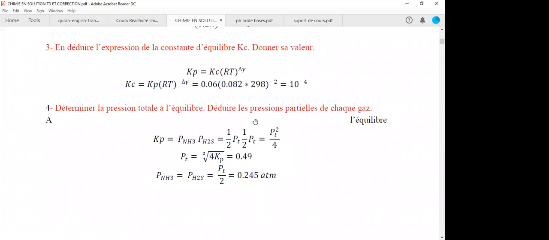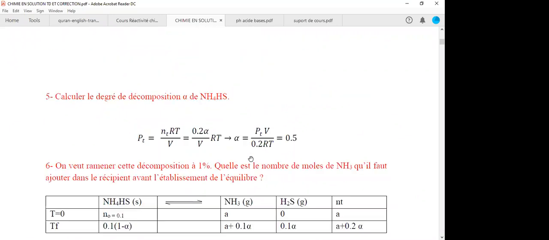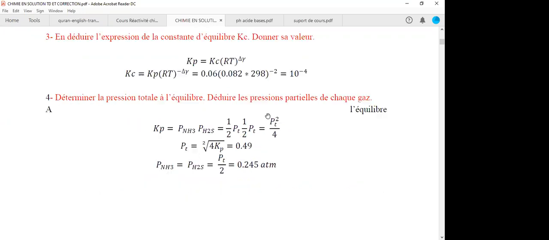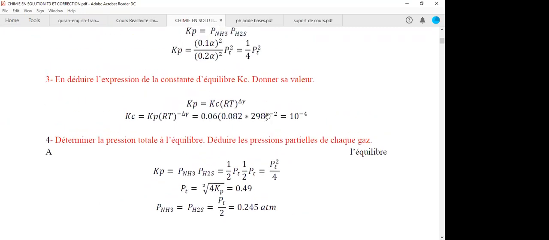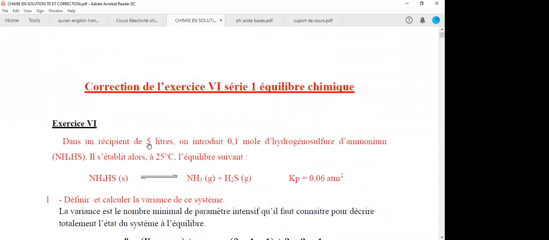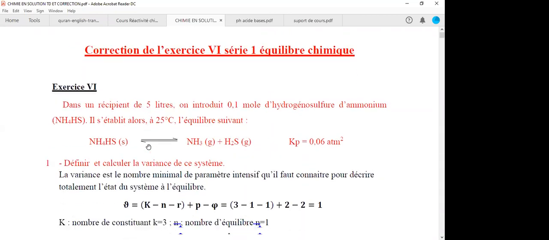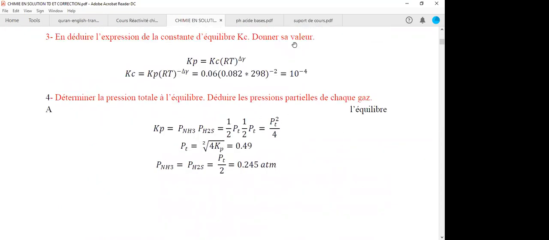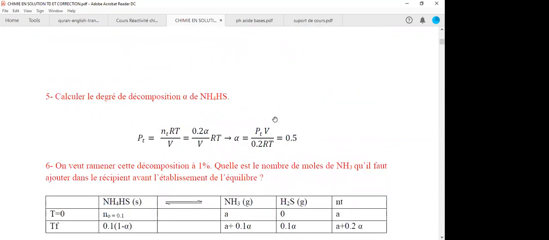So where there is total pressure, you need to replace with this one, 0.49. Where there is volume in the question, you've been told that it is 5 liters, if I'm not mistaken. Yeah, volume you replace with 5 liters. R is 0.082, and the temperature in Kelvin. After simplifying this, you are going to get 0.5.